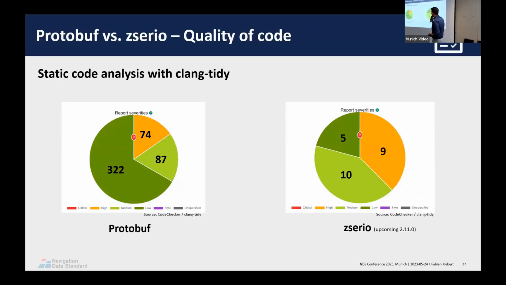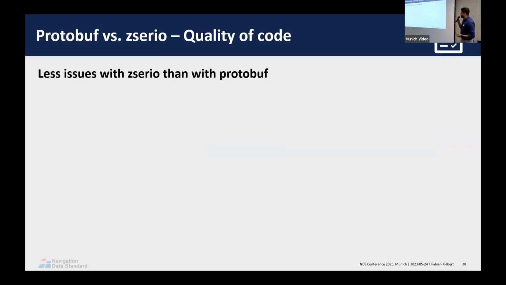Looking at the quality of code, we did a static code analysis using Clang Tidy. Here you can see the results and numbers. Both don't have any critical items. It's not that Serial is already completely issue-free, but in general, you see Protobuf has more issues to fix. So if you want to use it and you are very strict, you have to invest more into Protobuf to get it to where Serial is.